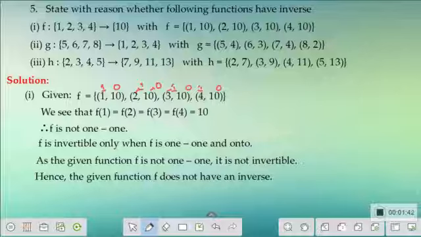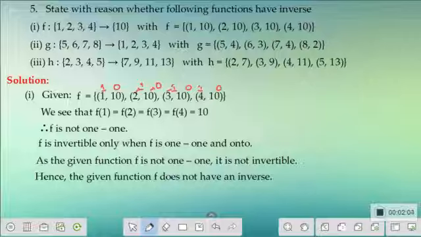Now from the definition of function, I can write f of 1 is 10, f of 2 is 10, f of 3 is 10, f of 4 is also 10. So we see that all the elements from the first set are mapped to the same element in the second set. That is, the images of the elements are not distinct, and hence we can conclude that f is not 1 to 1.